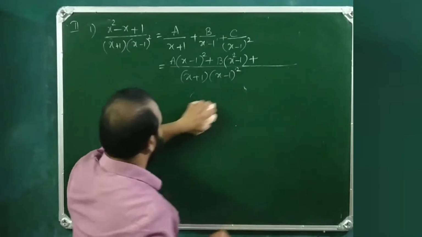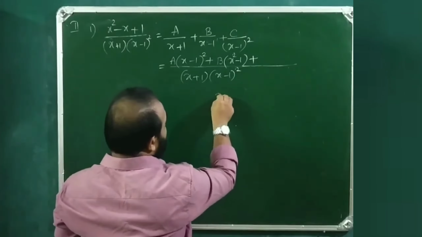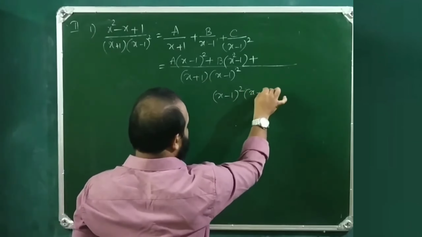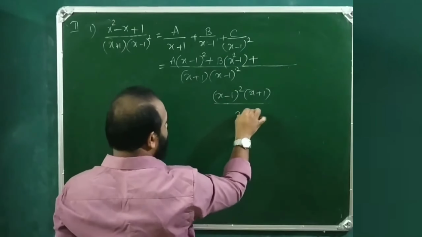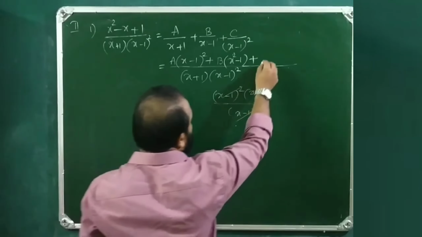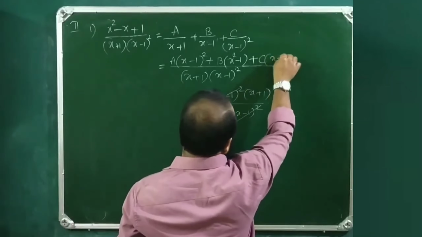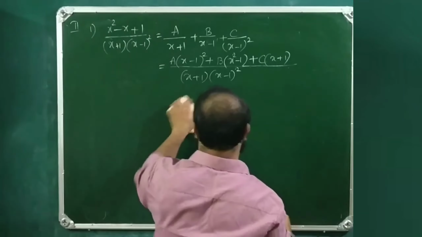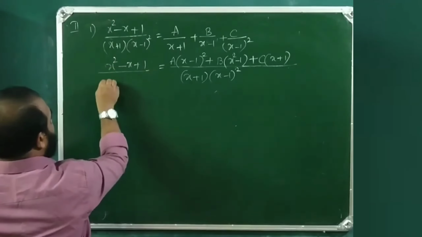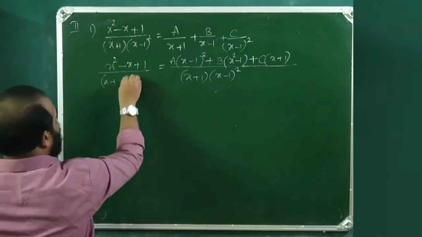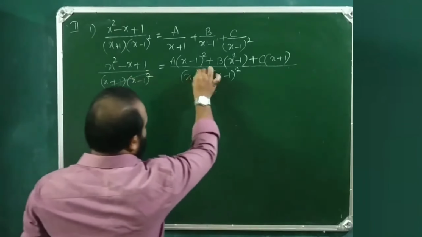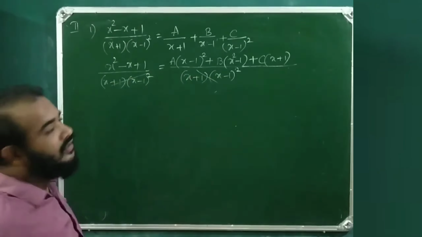plus this is (x minus 1) whole square into x plus 1 by (x minus 1) whole square. So these two get cancelled. So c into x plus 1 is equal to x square minus x plus 1 by (x plus 1) into (x minus 1) whole square. So these two on both the sides got cancelled.